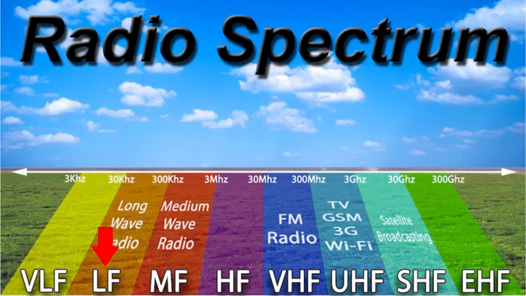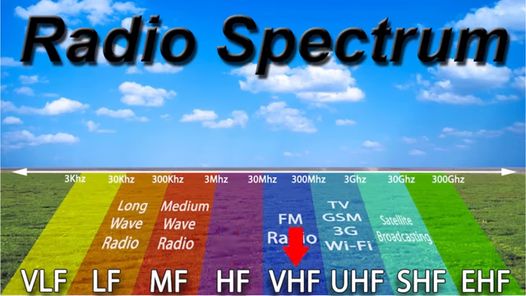Low frequency, or LF, is from 30 kilohertz to 300 kilohertz. LF is used for everything from navigation to time reports. MF, or medium frequency, is from 300 kilohertz to 3 megahertz. The most recognized use for this band is the AM broadcast band. Then we have HF, or high frequency. This band goes from 3 megahertz to 30 megahertz, commonly referred to as the shortwave band.